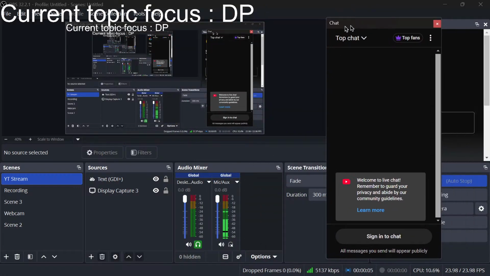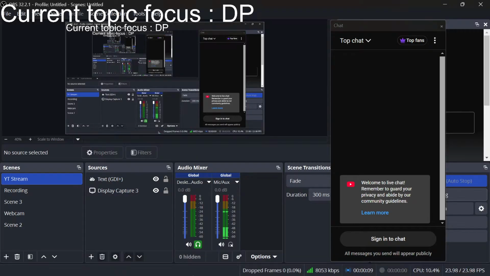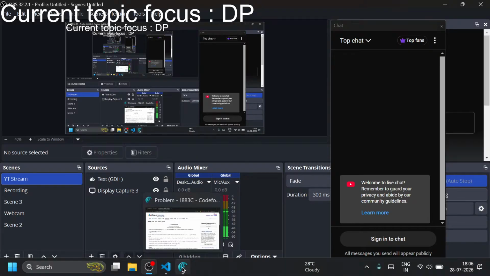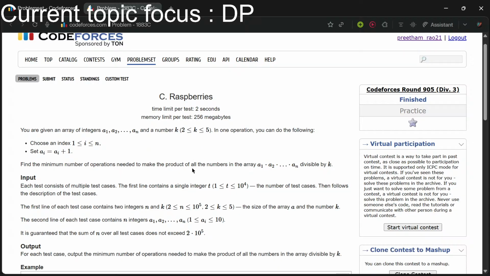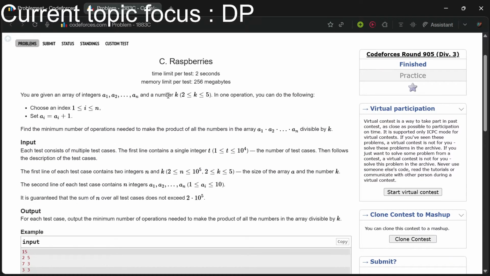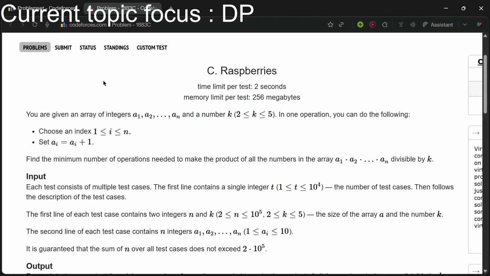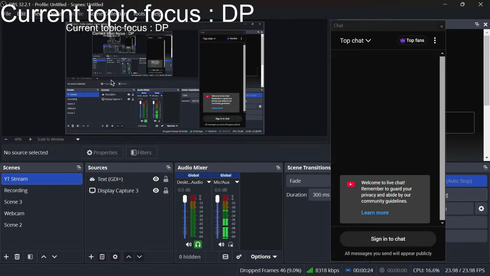Okay, we're back. Sorry for that, people. My laptop had died, so we're back. So back to raspberries, I guess. So it's only gonna be solving, not much talking at all.